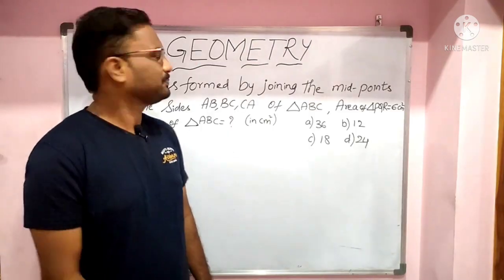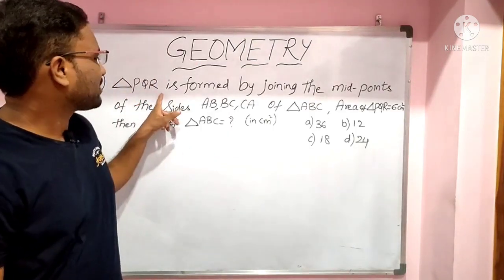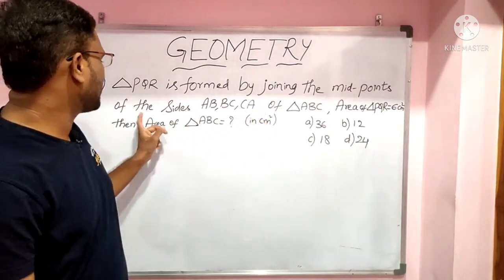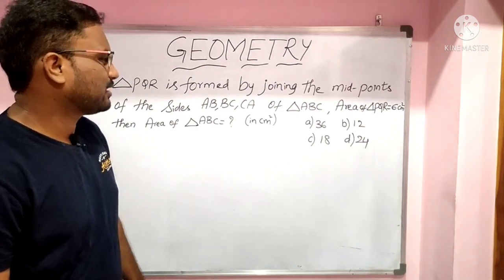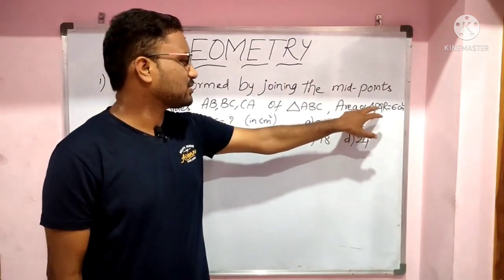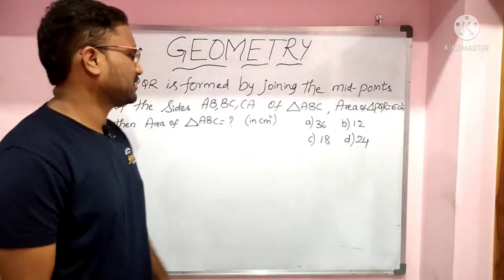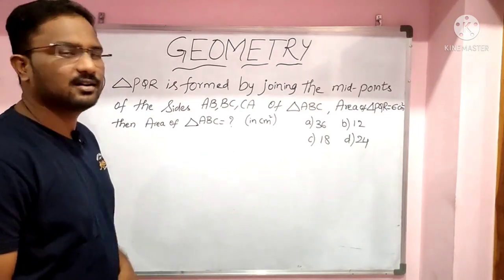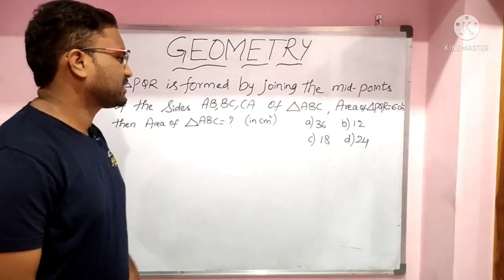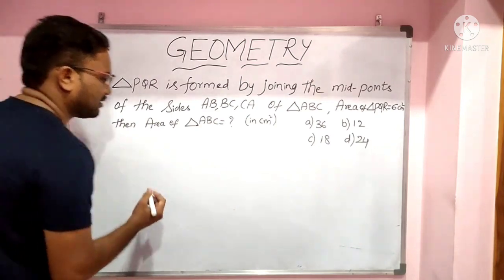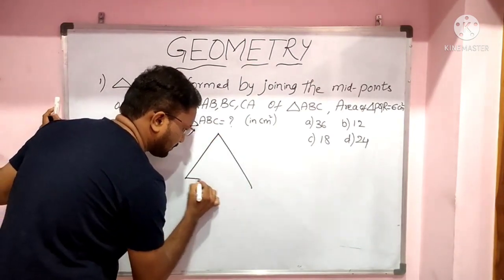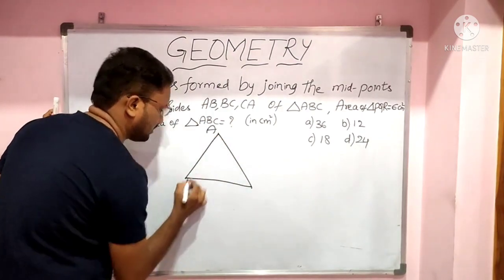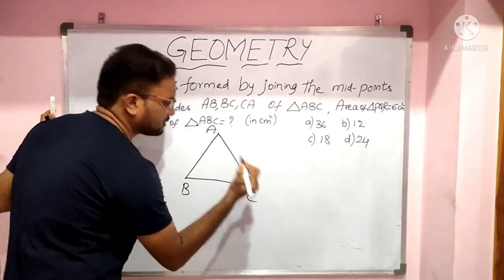So first problem. Triangle PQR is formed by joining the midpoints of the sides AB, BC, CA of triangle ABC. The area of triangle PQR is 6 centimeter square, and we need to find the area of triangle ABC. First of all, we will draw triangle ABC. This is A, this is B, and this is C.